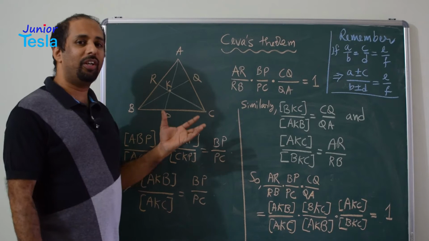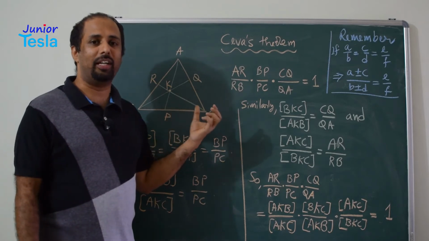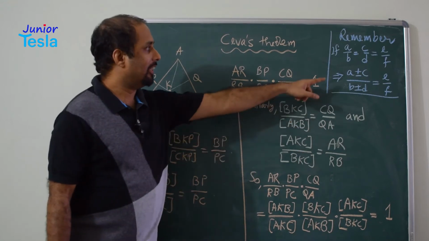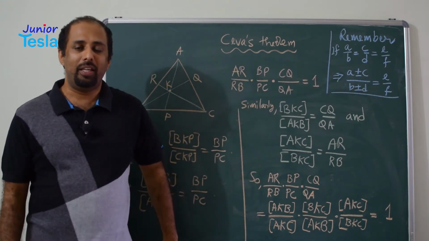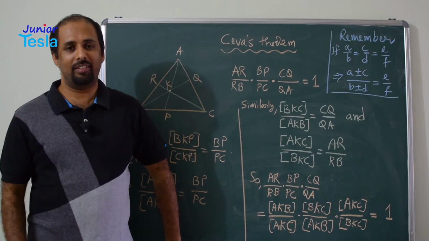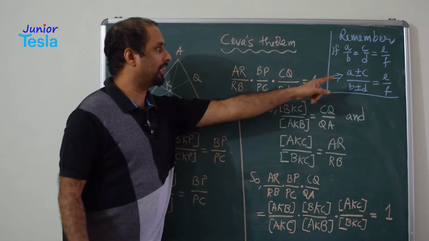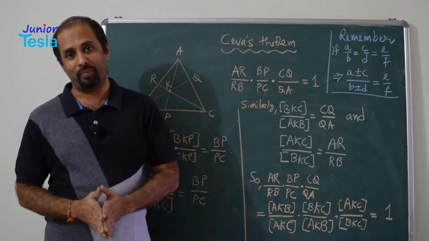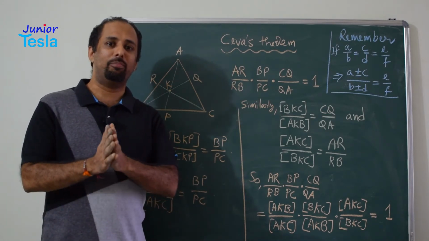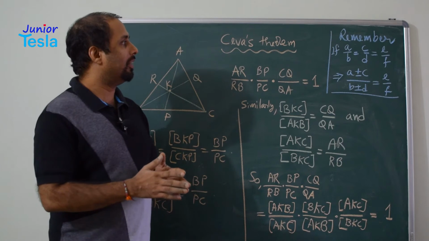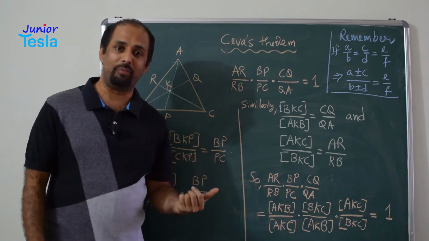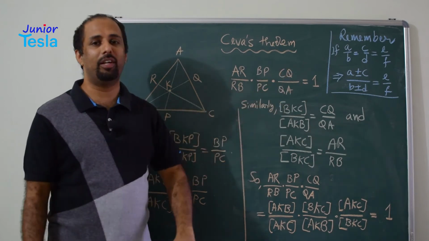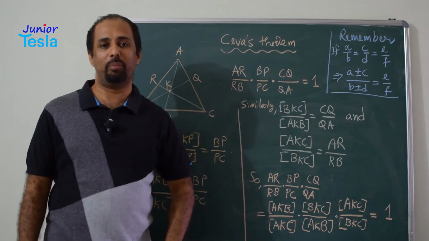Now how are we going to prove this result? To prove that, we need one property of ratios, that is this: if A by B is equal to C by D is equal to E by F. So we have taken three ratios: A by B equal to C by D equal to E by F. Then A plus C divided by B plus D is also equal to E by F. Similarly, A minus C divided by B minus D is also equal to E by F.